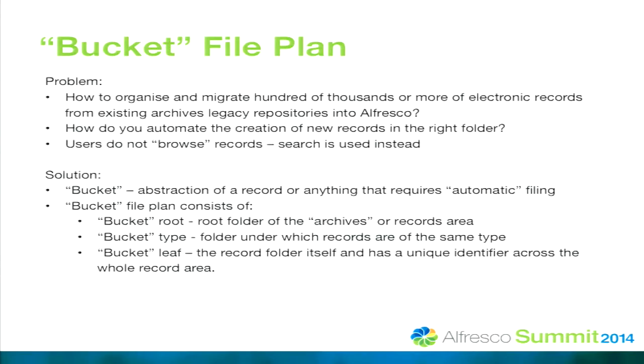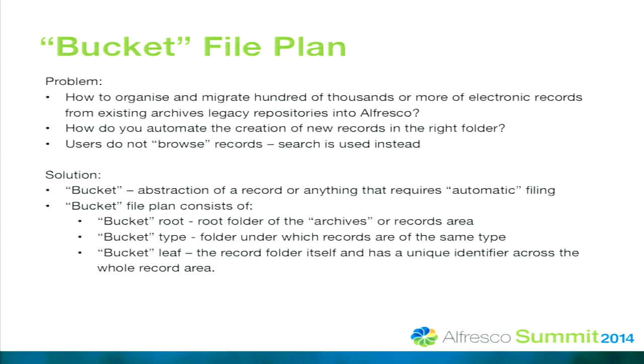So that's why we decided to have this very generic API. We call it a bucket. A bucket could be a record, it could be an application. A bucket just holds things. But we need to be able to manage that layout in such a way that it's not going to slow down when you click inside the Share interface to access that particular record. So our solution is to create a bucket, which is an abstraction of a record or anything that requires automatic filing. A bucket file plan simply consists of a bucket root, which, if you use records as an example, would be the top record area or the root folder of all your records.